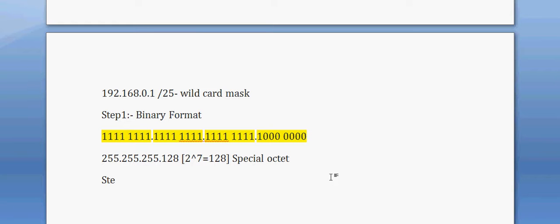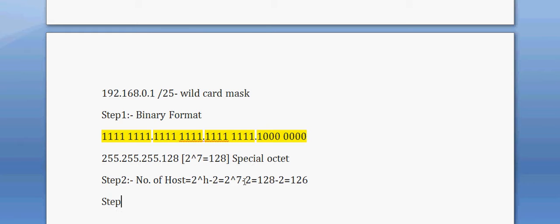Now I will go for step 2, which is finding the number of hosts. The formula is 2 raised to h minus 2. How will you identify which bits belong to the host and which to the network? I give a 1 to the network bits; 0 represents the host and 1 represents the network. So count the number of zeros: 1 2 3 4 5 6 7. So 2 raised to 7 minus 2 is 128 minus 2, which equals 126. So the number of hosts is 126.